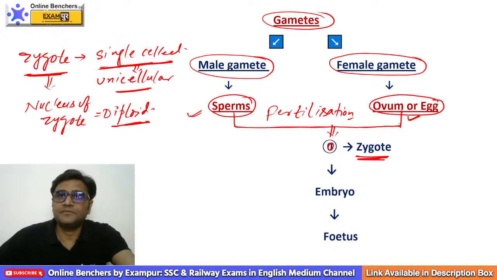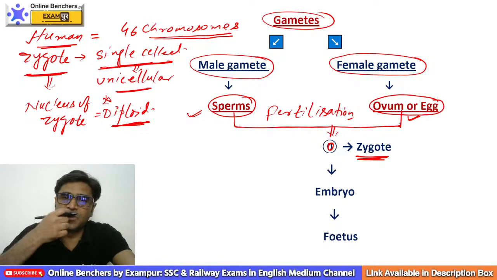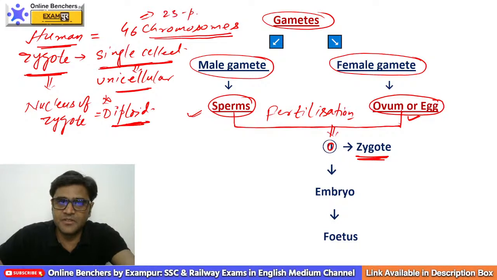What does it mean? When we talk about cells of human body, every cell of human body contains how many chromosomes? Tell me. In each cell of human body, we have 46 chromosomes. Let me explain what I am trying to say. What is the meaning of diploid, my dear friends? Listen carefully. Each cell of human body contains 46 chromosomes, or you can say 23 pairs of chromosomes.